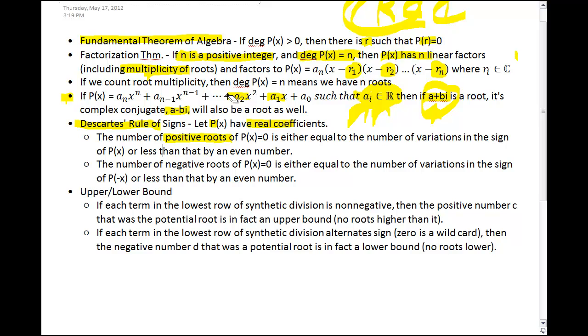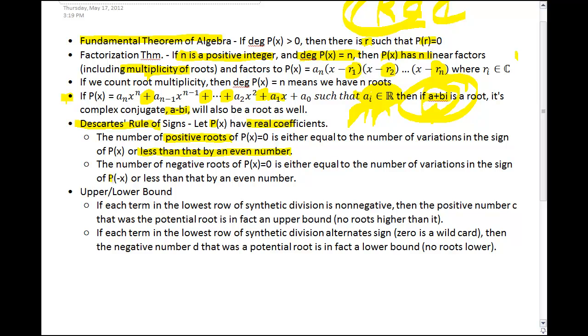So what does that mean? That means when we look at our polynomial coefficients, we're going to look at how many times the sign changes. And either the number of positive roots is going to be the same as that number of sign changes, or it's going to be less than that by an even number. Things come in pairs. If you've got real coefficients, then your complex numbers come in pairs. If you've got real coefficients, then your positive roots are going to come in either the same as the number of variations in the sign, or less than that by an even number, so they're going to go away by pairs.